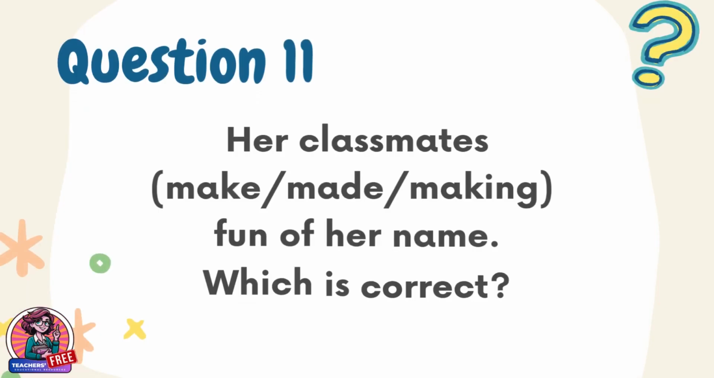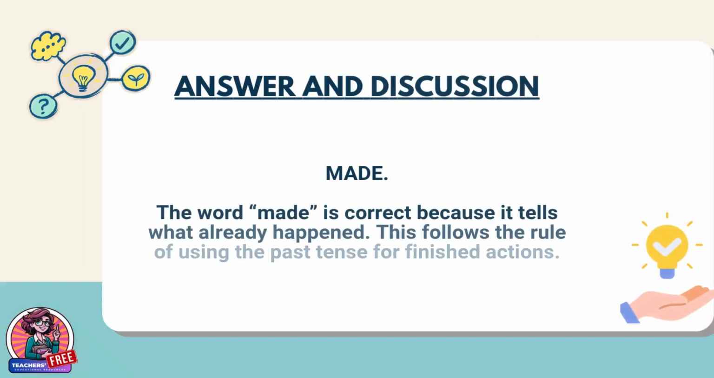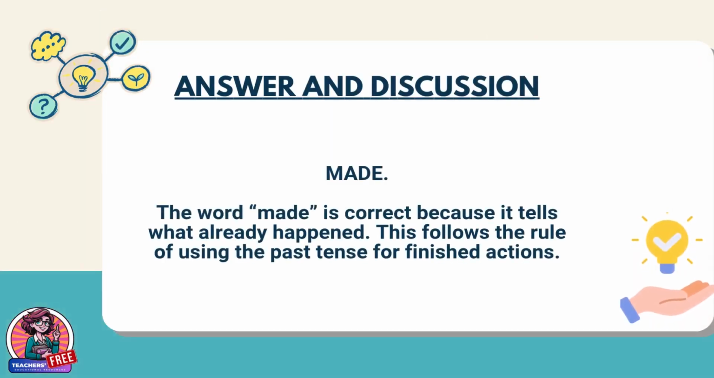Question 11. Her classmates make, made, making fun of her name. Which is correct? Answer: made. The word made is correct because it tells what already happened. This follows the rule of using the past tense for finished actions.